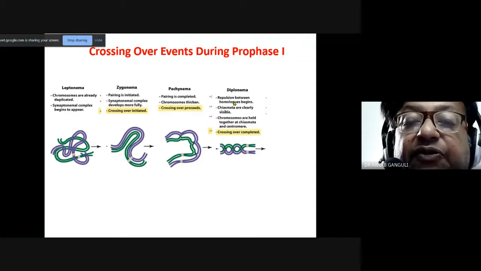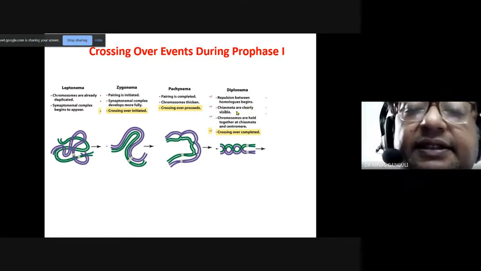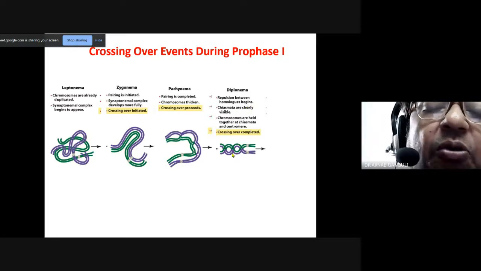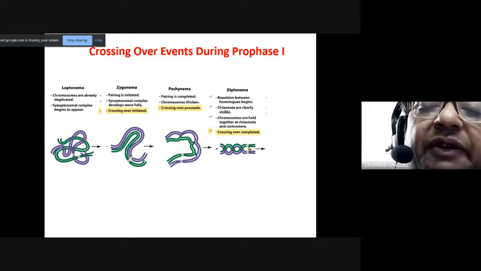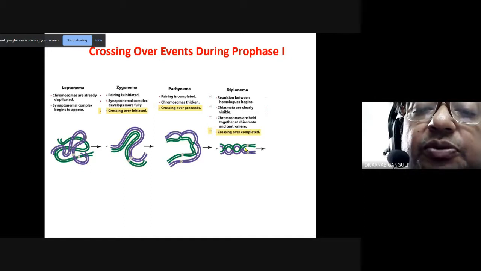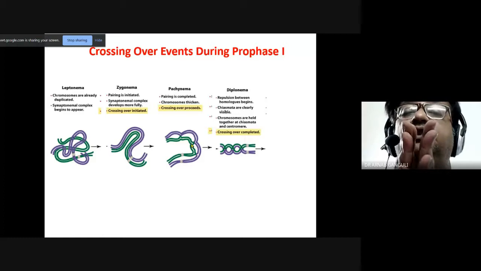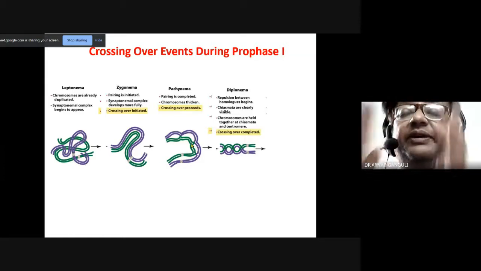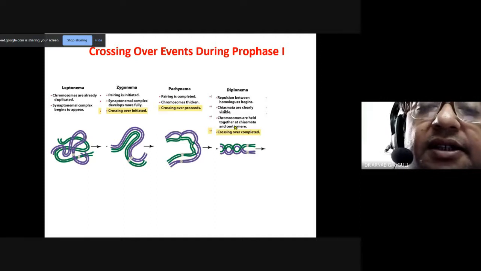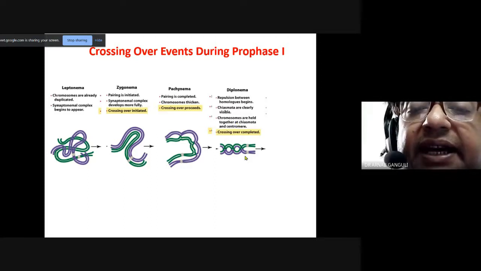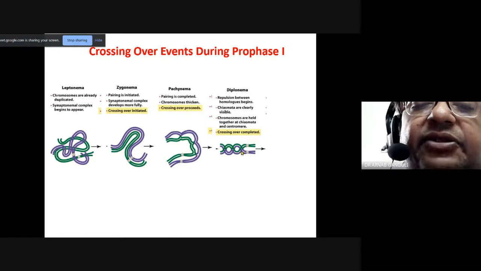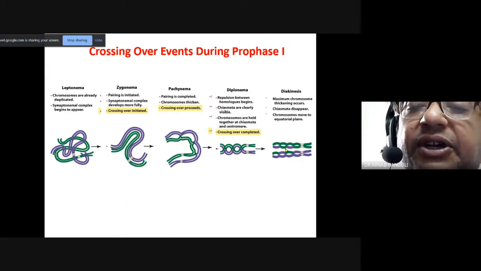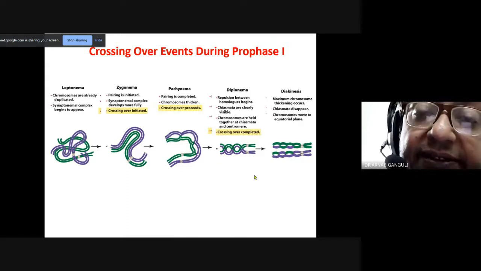In diplotene, you will find repulsion between homologues begins. And repulsion means the homologous chromosomes start to move away from each other. Chromosomes are held together at the chiasma point. Now the two homologous chromosomes have crossed over, and they try to push each other away. Chromosomes are held together at chiasma and at the centromere. Crossing over is completed. In diakinesis, you can already see that the crossover has taken place.